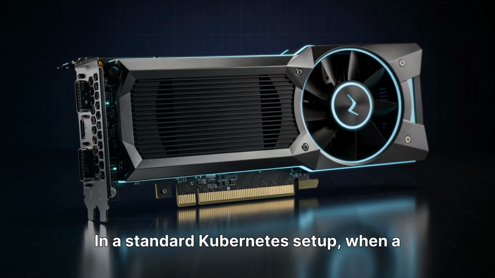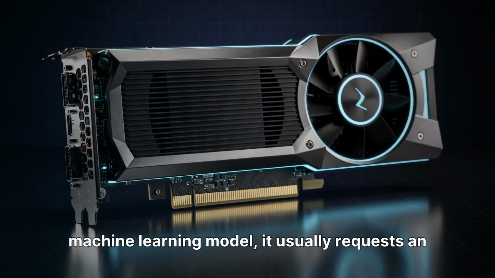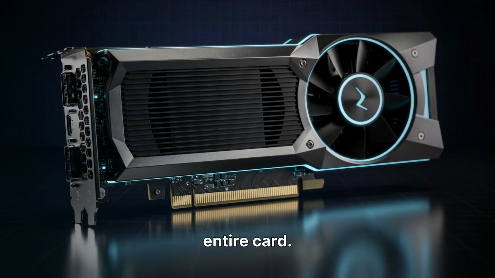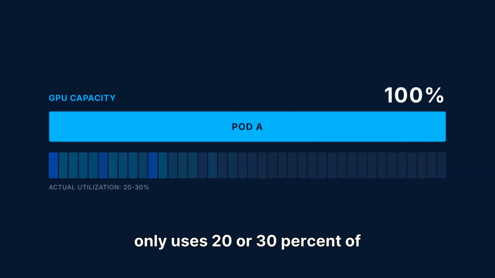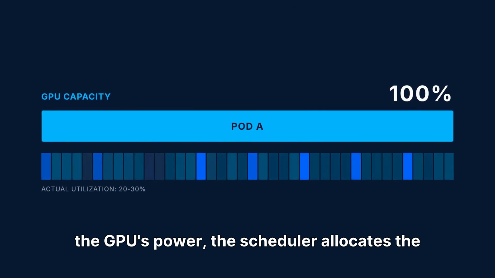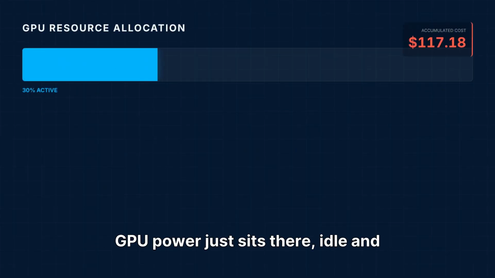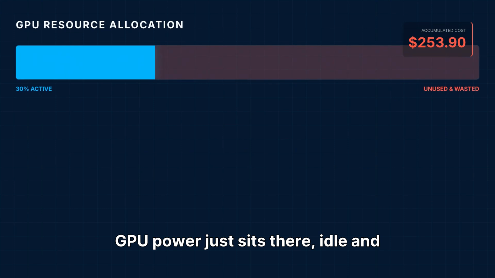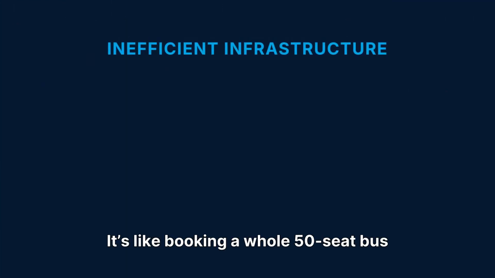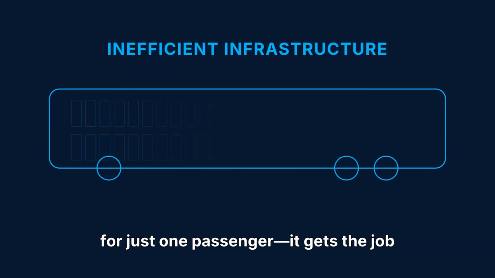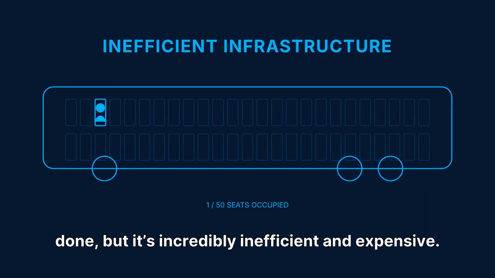In a standard Kubernetes setup, when a pod needs a GPU for training a machine learning model, it usually requires an entire card, even if that application is lightweight and only uses 20 or 30% of the GPU's power. The scheduler allocates the whole thing. The remaining 70% of that expensive GPU power just sits there, idle and wasted, while other pods are stuck in the queue. It's like booking a whole 50-seat bus for just one passenger. It gets the job done, but it's incredibly inefficient and expensive.